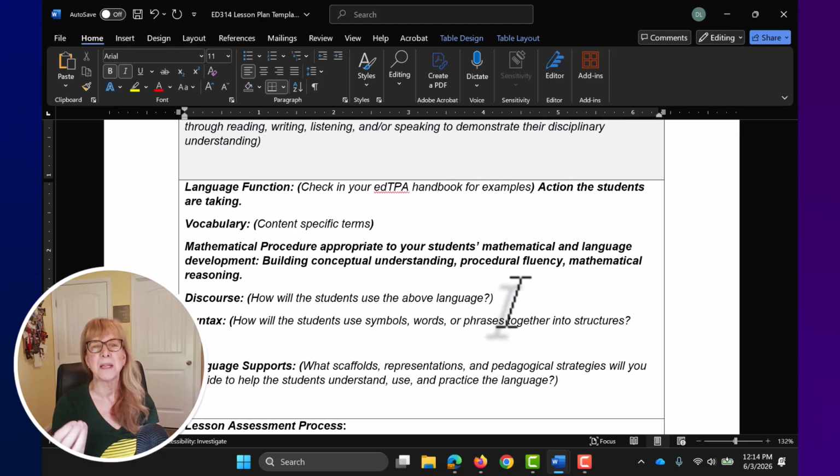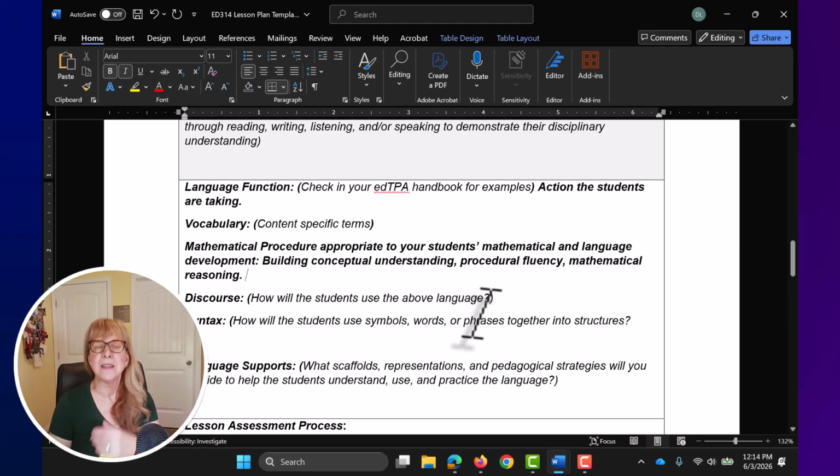So how are you expecting them to use those vocabulary terms? Are you doing pair and share? Are you having whole class discussions? Are you doing small group work? List the times and the areas that students are going to be using the language.